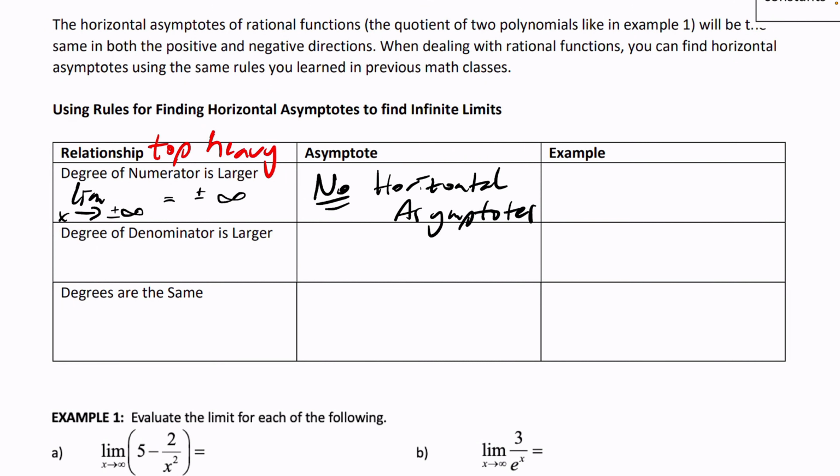So let me give you an example of one. Here's a function. We have x cubed plus 2x over 2x squared minus 5.